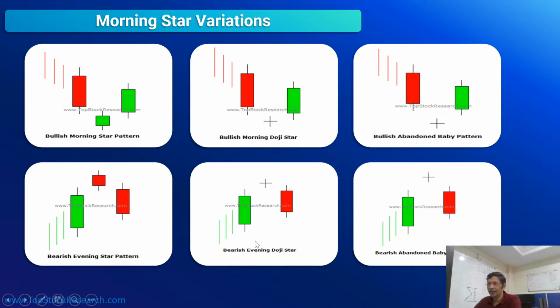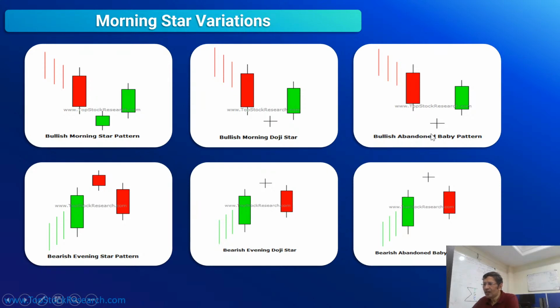Doji star, morning, evening. Morning is because in the morning things go pretty good. In the evening things go dull, right? That's why it's called evening star. Unless you are a party kind of guy, then the evening is better for you rather than the morning.